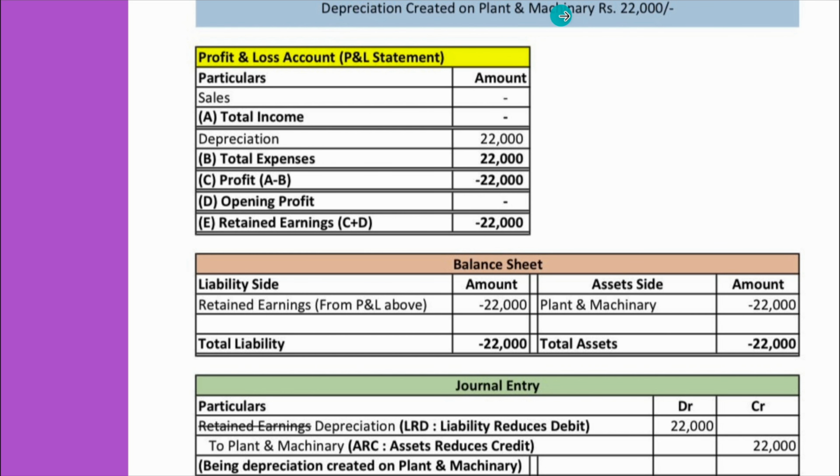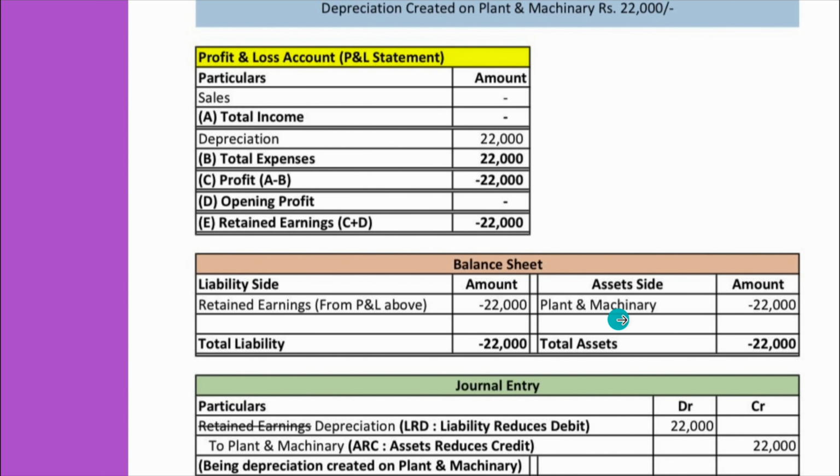Depreciation created on plant and machinery is rupees 20,000. Now depreciation appears in the profit and loss account under the heading of expenses. So total expense is 20,000, thus the profit is minus 20,000 and retained earning is minus 22,000. Now this retained earning appears on the balance sheet liability side as minus 22,000. So total liability is minus 22,000.